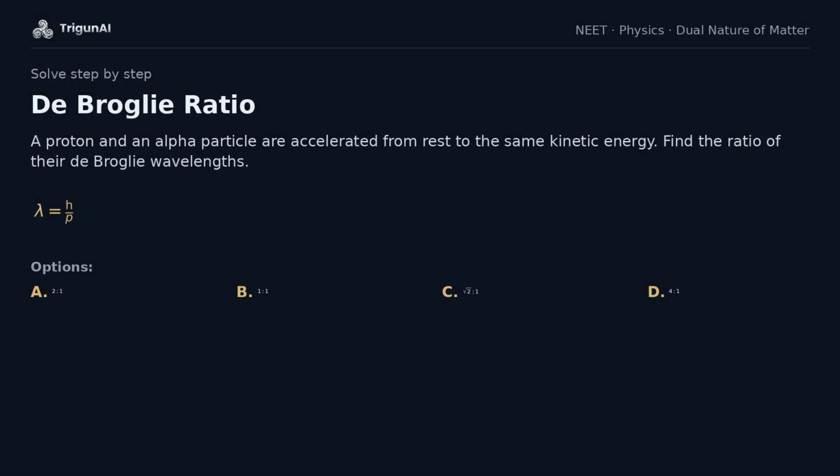A proton and an alpha particle start from rest and are accelerated so that both have the same kinetic energy. We have to compare their de Broglie wavelengths. Let us solve step by step.